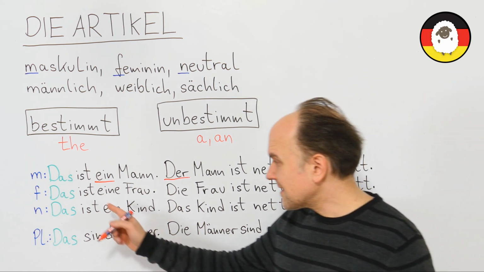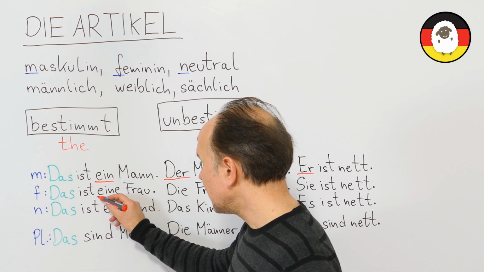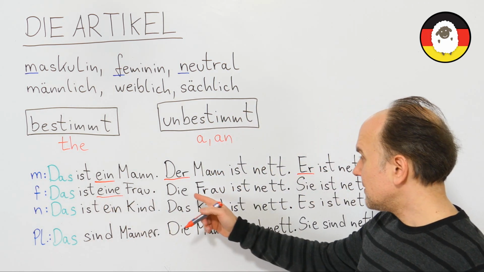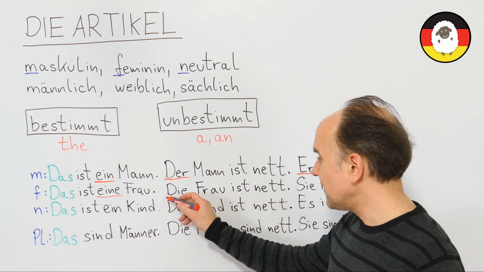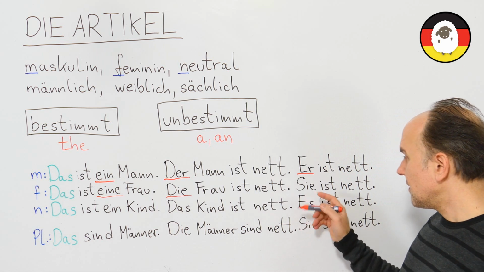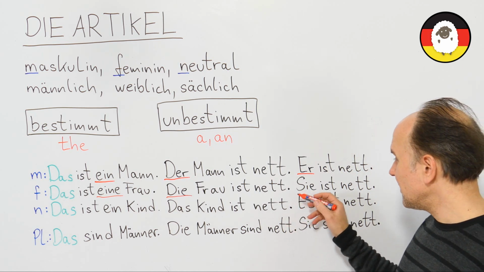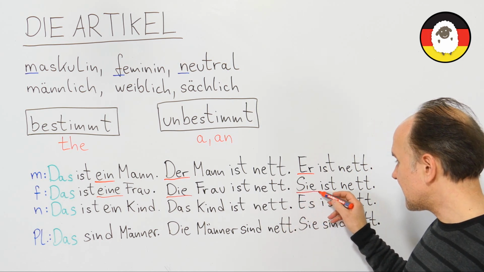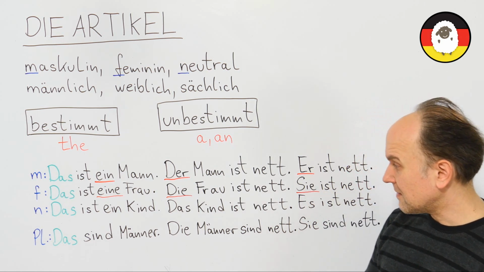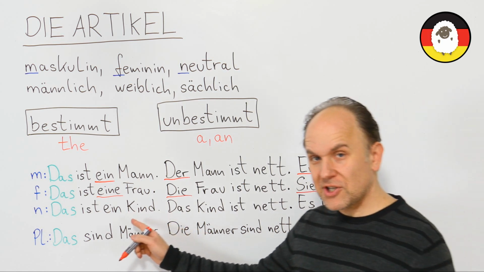Now, das ist eine Frau, indefinite feminine. Die Frau ist nett, the definite article, feminine. Eine, die. And the personal pronoun, sie, ist nett, okay? Very good. Now let's take a look at child.